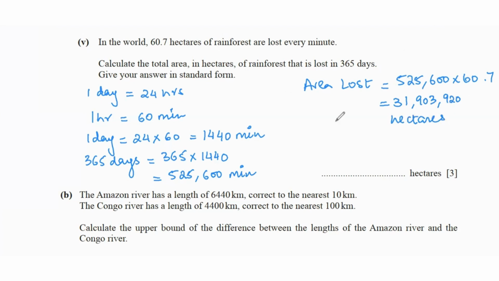You want the answer in standard form? So that's going to be 3.1 times 10 to the power of 1, 2, 3, 4, 5, 6, 7. So 3.1 times 10 to the power of 7. Or let's say 3.19, that's more accurate. 3.19 times 10 to the power of 7.